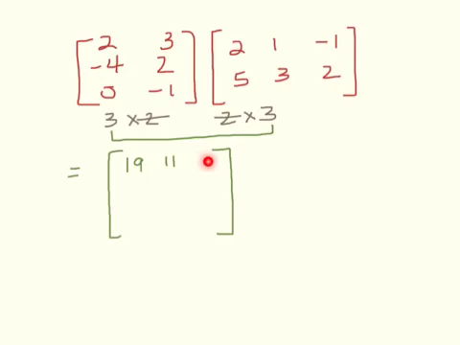Now we're filling in first row, third column. So we use the first row and the third column. So negative 2 plus 6 is positive 4. Just fix that. Okay, first row is finished. So we're finished with 2, 3. We're going to move down to negative 4, 2. So we're looking to fill this row in.